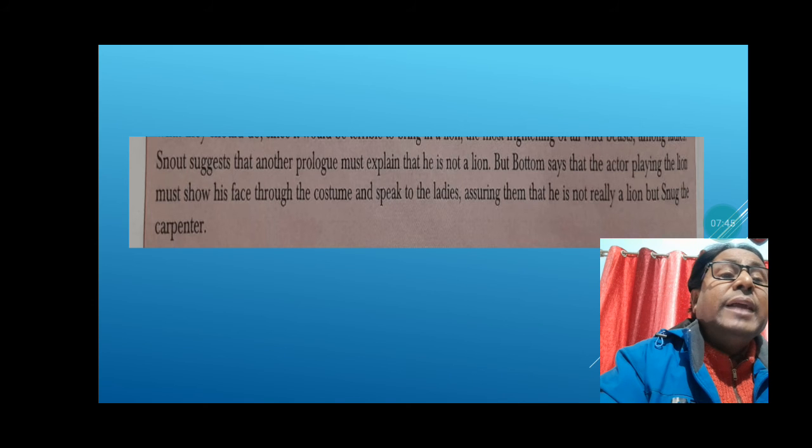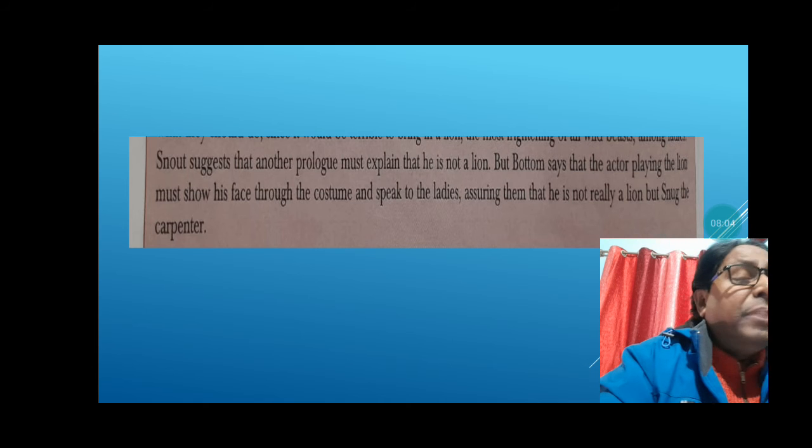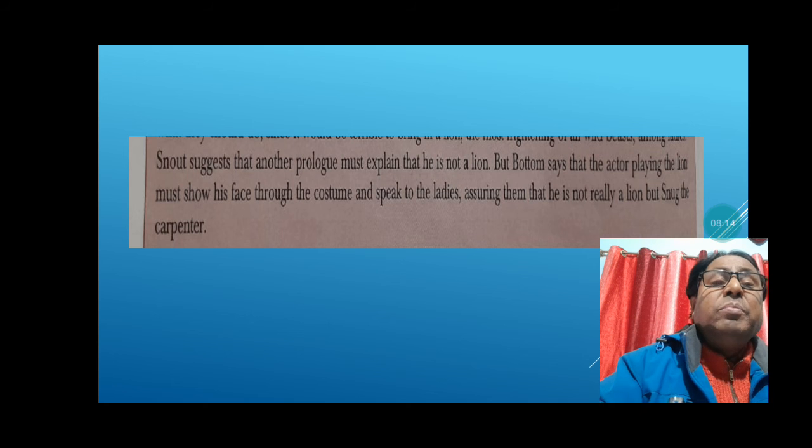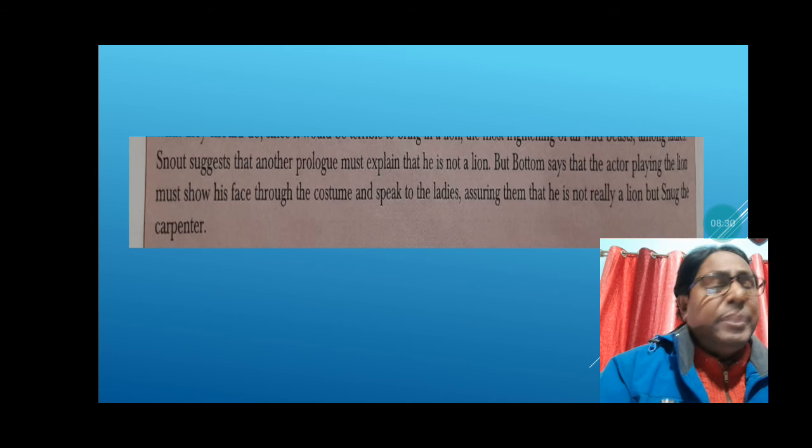But Bottom says that the actor playing the lion must show his face through the costume and speak to the ladies, assuring them that he is not really a lion, but Snug, the carpenter. Snug was playing the role of the lion, and the carpenter was playing the role of Snug. So he said that he must really show the costume, and in this way he would tell the ladies that he was not really a lion, but Snug. Okay, that role was played by the carpenter.